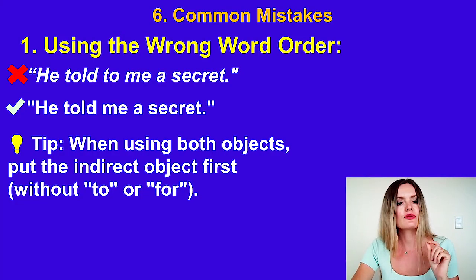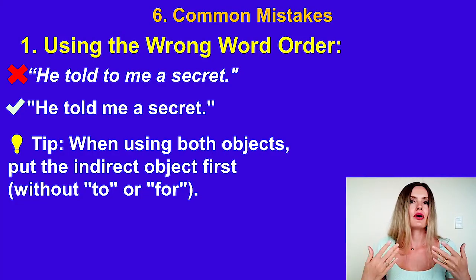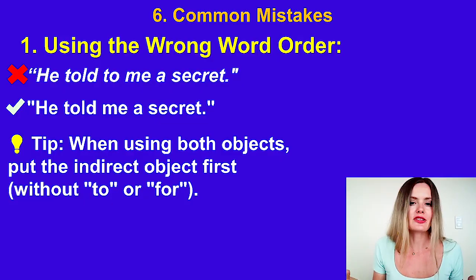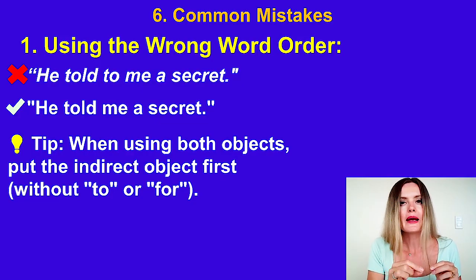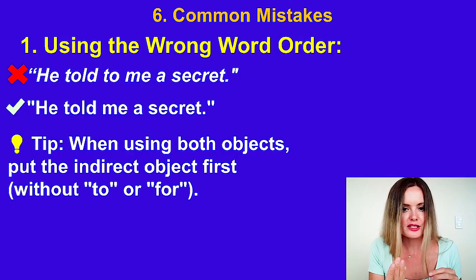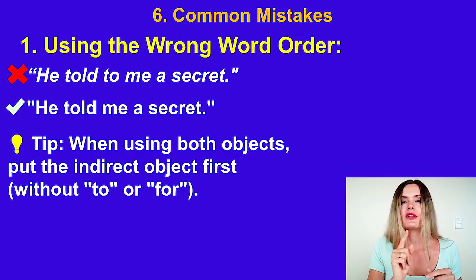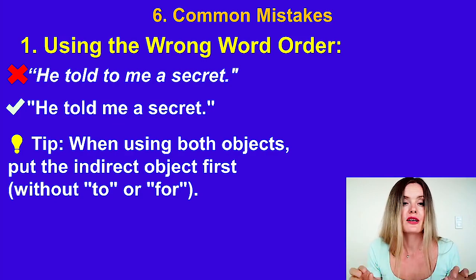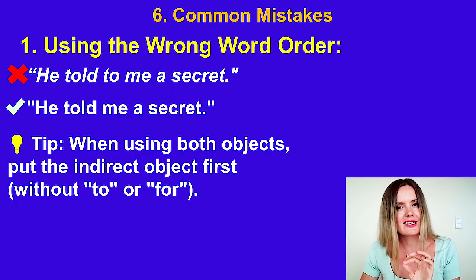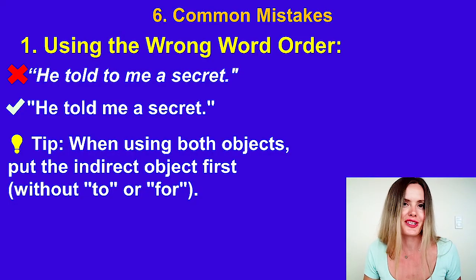So you just need to memorize it. When using both direct and indirect objects, put the indirect object first. Like me, he told me. Me is an indirect object. So put it first without to or for. You shouldn't say he told to me. It's wrong. So you should say he told me and then what? A secret. And then use a direct object.